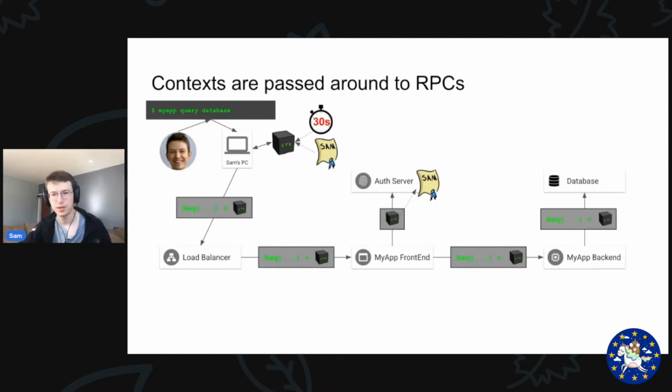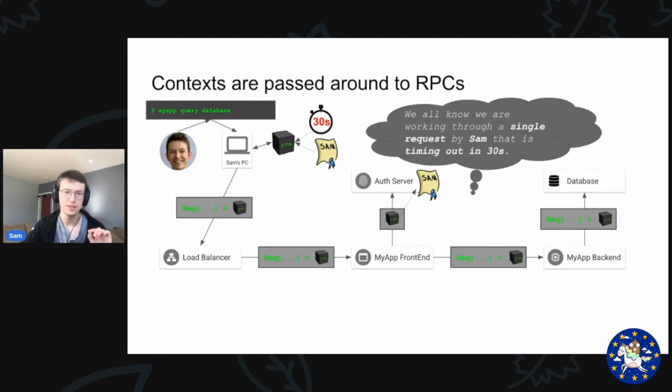And then it can keep going to the back end and the database and yada, yada. And the importance of the context object being copied all over the place here is all of these RPCs, all of these computers and VMs sort of asynchronously working through this request know that they're actually working through a single request. This is all related to Sam's MyApp query database. And it's timing out in 30 seconds.